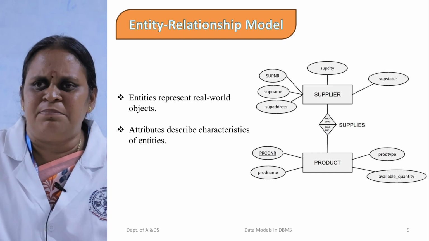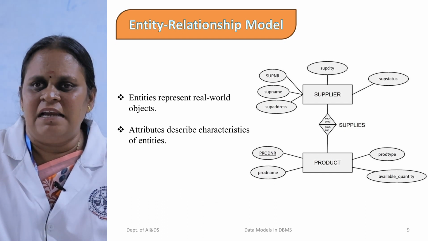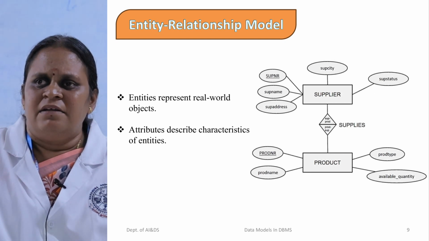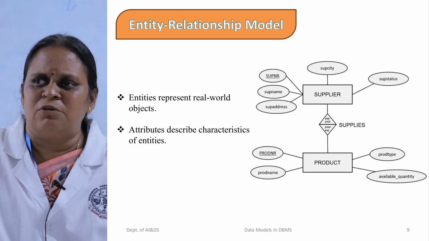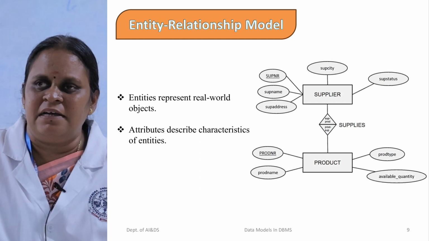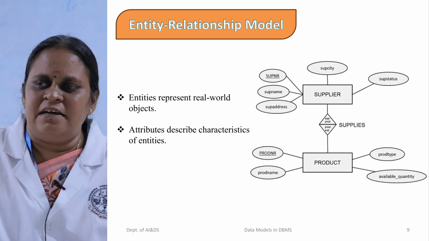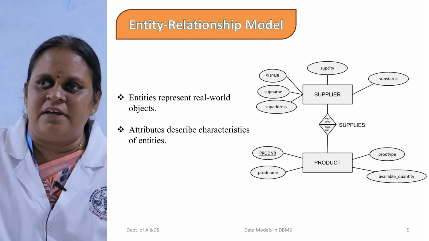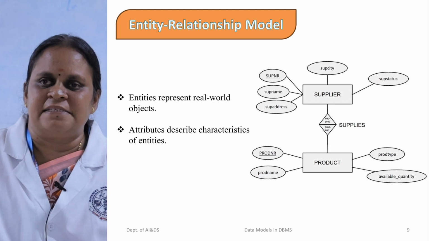The entity relationship model. The entity relationship model represents real-world objects. The supplier is the table of the container. It is always represented in a rectangle diagram. The supplier status and the supplier name are the attributes of the supplier, and the supplies is the link to the mapping of the two entities.